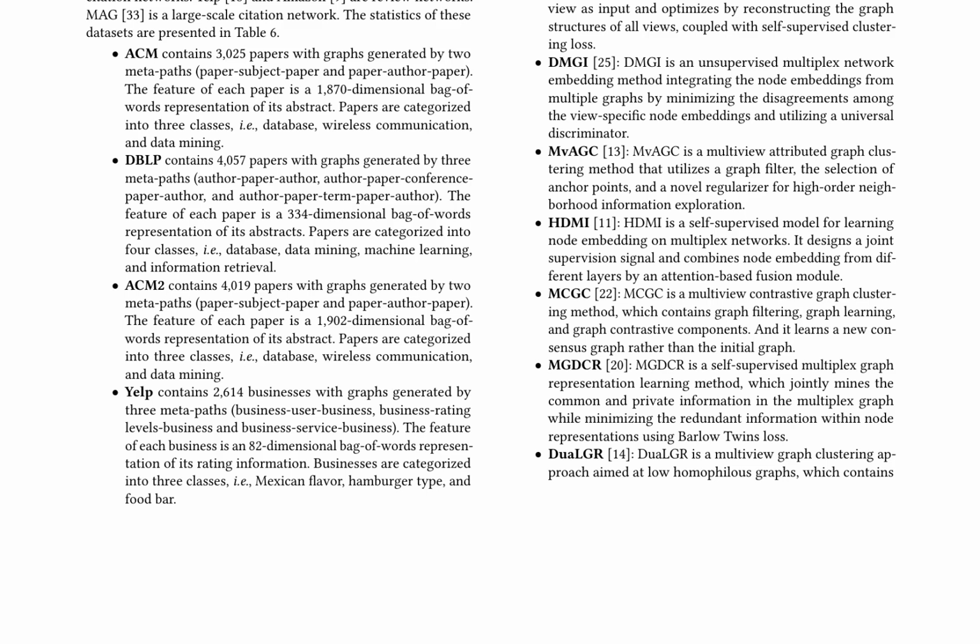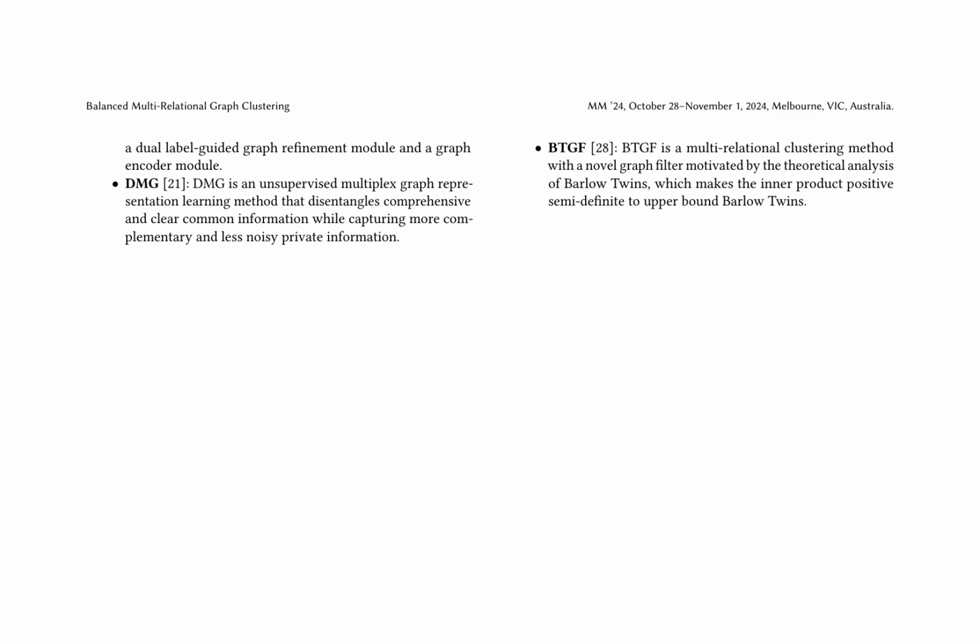and it provides a comprehensive evaluation of the proposed ACD metric on both synthetic and real-world datasets. Balanced multi-relational graph clustering, presented at MM24, is a novel approach that integrates two key components: a dual-label guided graph refinement module and a graph encoder module. This method aims to leverage the strengths of both components in order to enhance clustering performance on multi-relational graphs.